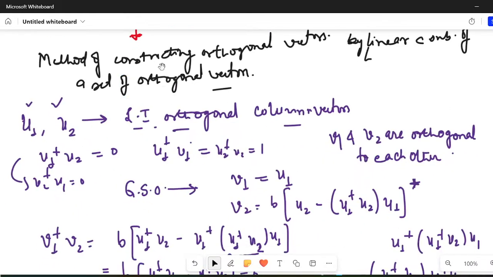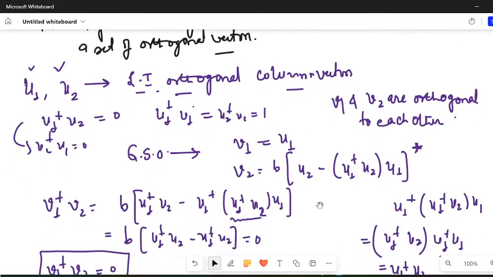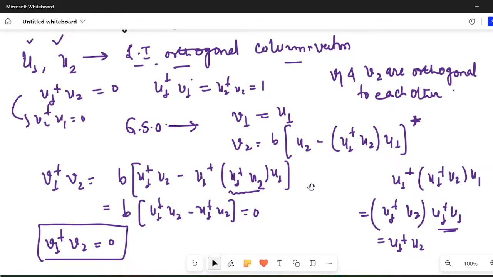So what is the method? The method of constructing orthogonal vectors by linear combination of a set of orthogonal vectors. So if u1 and u2 are two linearly independent orthogonal column vectors, then I can make another set of orthogonal vectors. If u1 and u2 are given to us, then we can make another column of orthogonal eigenvectors.